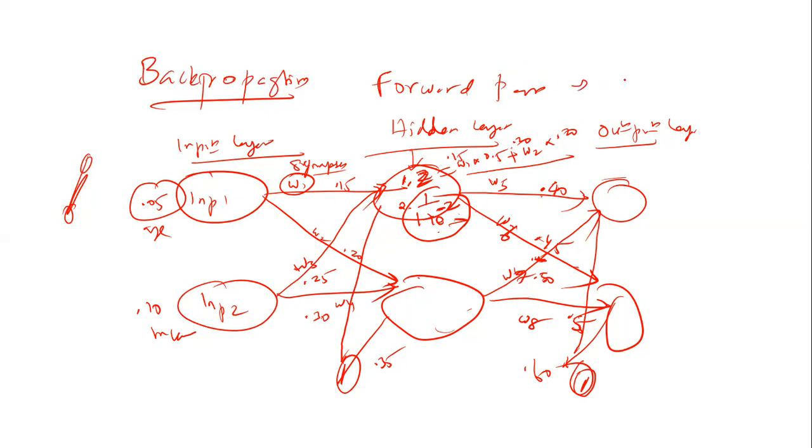Forward pass. It is also called as multi-layer perceptron. Multi-layer perceptron. Got it?